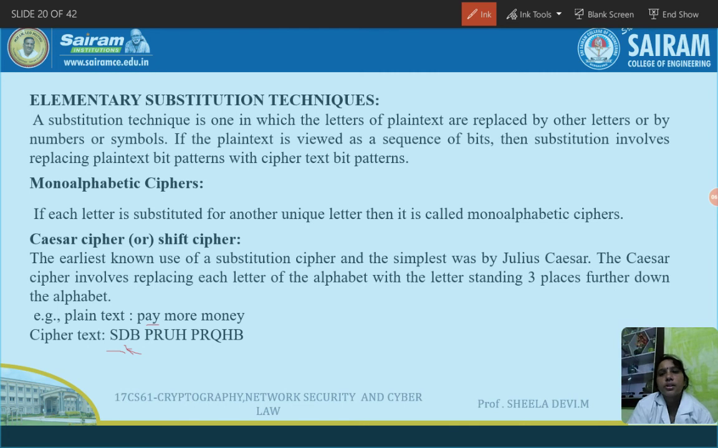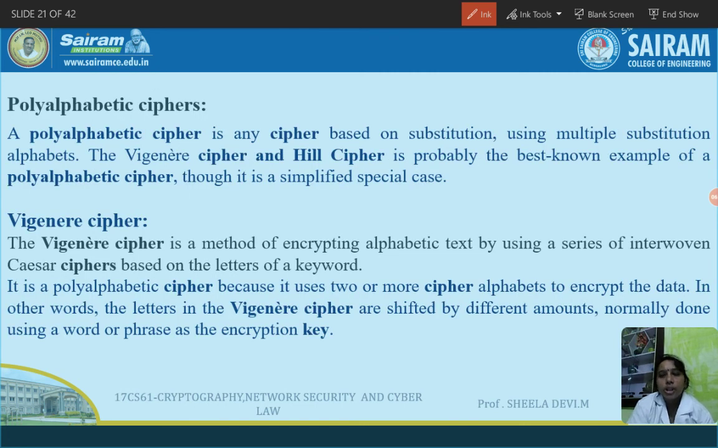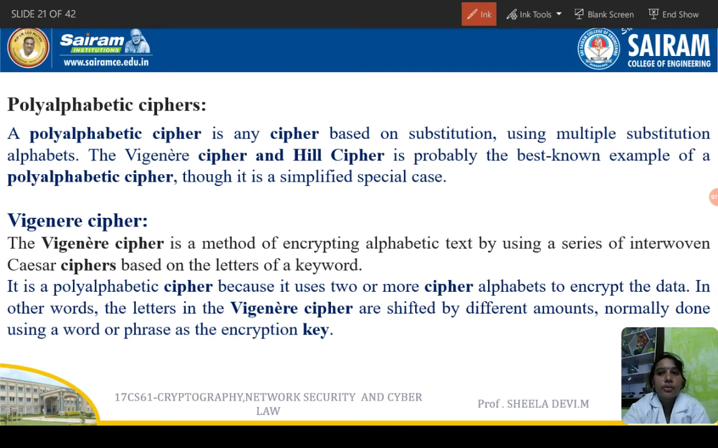Our next technique is the polyalphabetic cipher. Under polyalphabetic cipher, we are going to see the Vigenere cipher, the Playfair cipher, and others. So what is polyalphabetic? As I said, if I am going to replace a set of alphabets, then it is polyalphabetic. A polyalphabetic cipher is any cipher based on substitution using multiple substitution alphabets. The Vigenere cipher and the Hill cipher are probably the best examples of polyalphabetic ciphers.